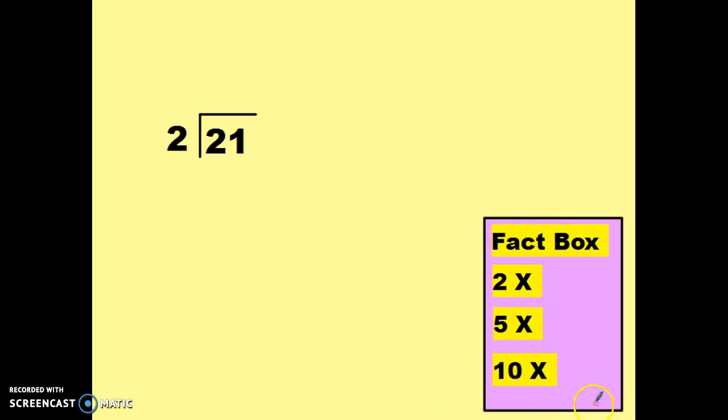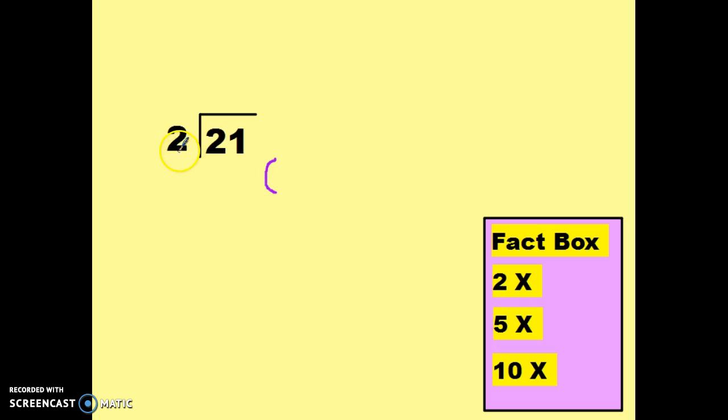First thing I'm going to do is create my fact box: 2, 5 and 10 times table. I've chosen one to do which you probably might know the answer to already. First thing I say to myself is, which of these will give me the largest amount? So I'm going to use 10.